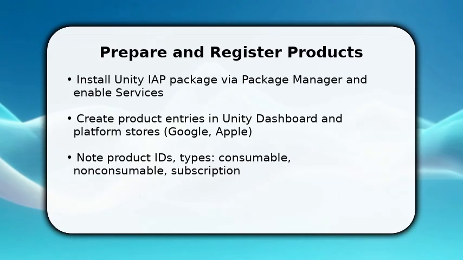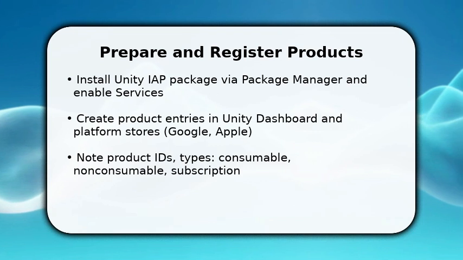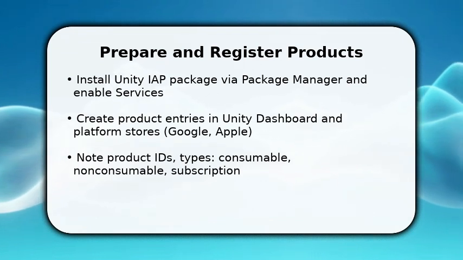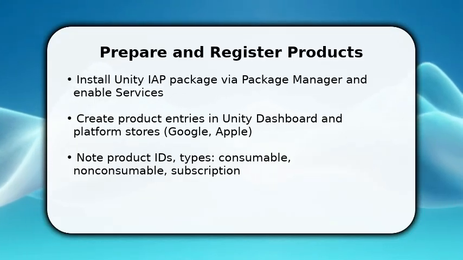Choose correct product types: consumable for repeated buys, non-consumable for one-time unlocks, subscription for recurring. Once done, add the product ID to your IAP catalog in the editor, so code and store listings use the same identifiers.